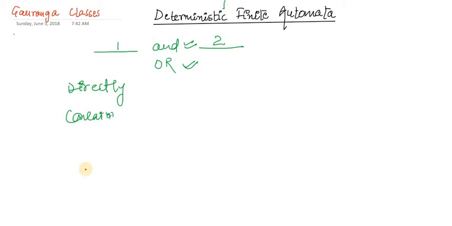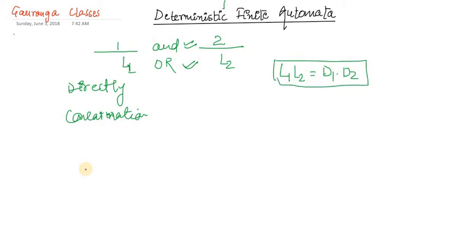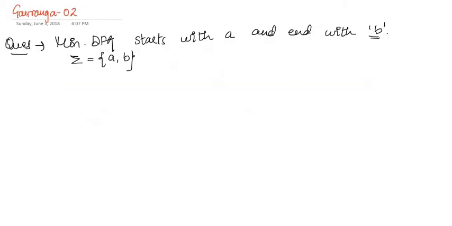When we have to concatenate two different types of language, we simply do L1 dot L2 is equal to D1 dot D2. That means we first try to make the deterministic automata for that part and the deterministic automata for that part, and then we will join them together. So let us see an example to understand it more clearly.